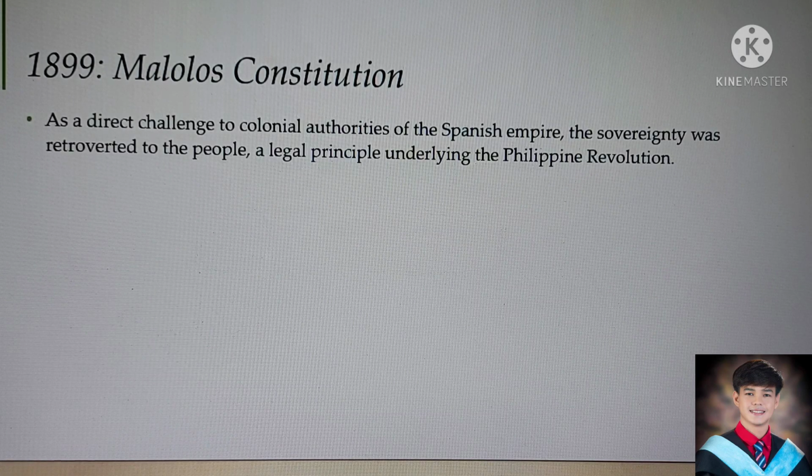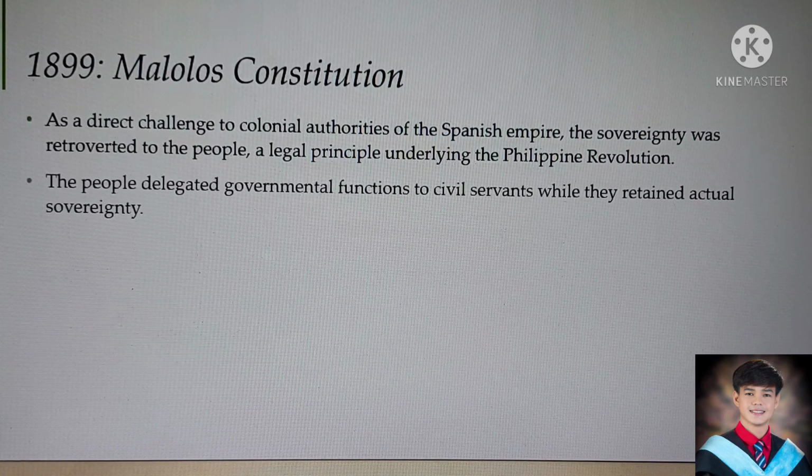As a direct challenge to colonial authorities of the Spanish Empire, the sovereignty was retroverted to the people, a legal principle underlying the Philippine Revolution. So, ang pinakadahilan kung bakit nagkaroon ng himagsikan ay para maibalik ang soberanya o sovereignty ng mga Pilipino, sa mga tao. Maibalik ang pagmamay-ari ng Pilipinas sa mga Pilipino o yung mismong tao o mamamayan ng Pilipinas.